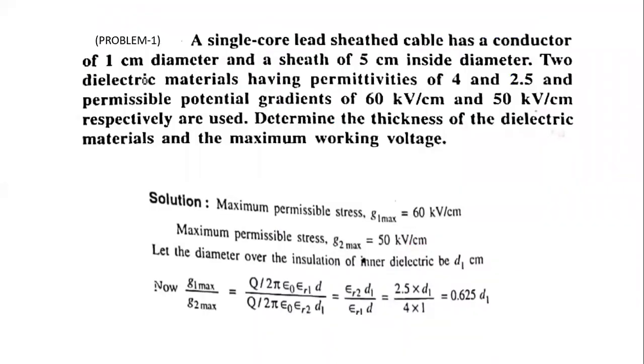Coming to the first problem, a single core lead sheath cable has a conductor of 1 centimeter diameter and a sheath of 5 centimeters inside diameter, and two dielectric materials having a permittivity of 4 and 2.5. Therefore, epsilon R1 or epsilon 1 is equal to 4 and epsilon 2 is equal to 2.5.